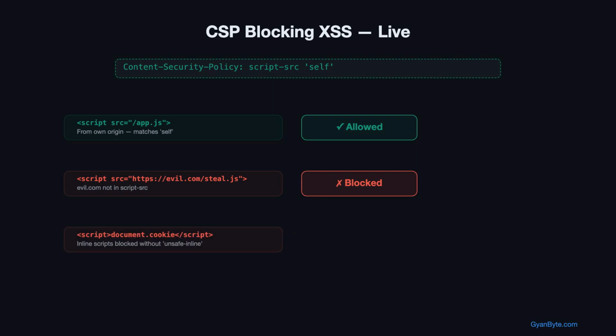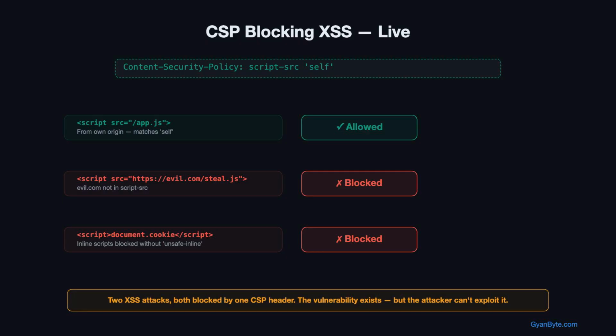What about an inline script? The attacker injects script tags directly into the HTML. No src attribute, just raw JavaScript. The browser checks. Inline scripts are not allowed unless unsafe-inline is set. It's not. Blocked again. Two XSS attacks, both blocked by a single CSP header. The vulnerability still exists in your code, but the attacker can't exploit it.